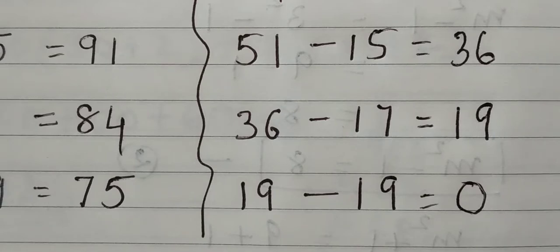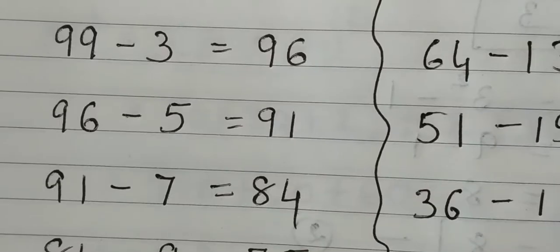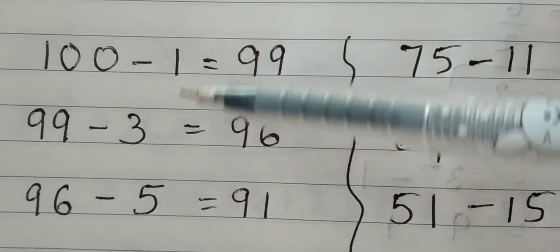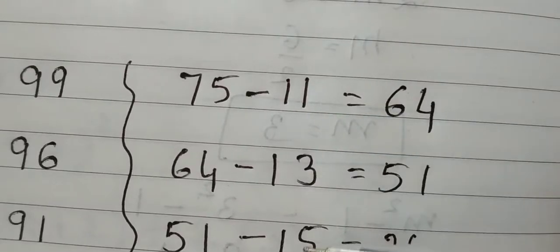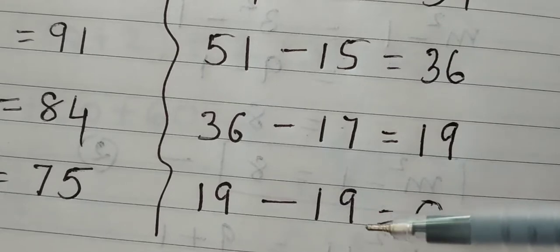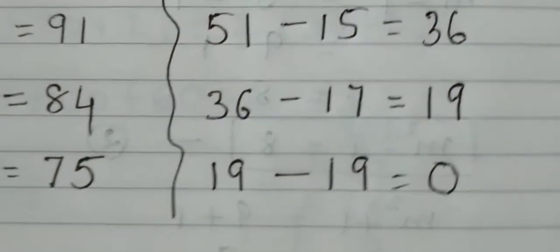So we'll stop subtracting. And how many odd numbers have we got? 1, 2, 3, 4, 5, 6, 7, 8, 9 and 10. So the square root of 100 is 10.